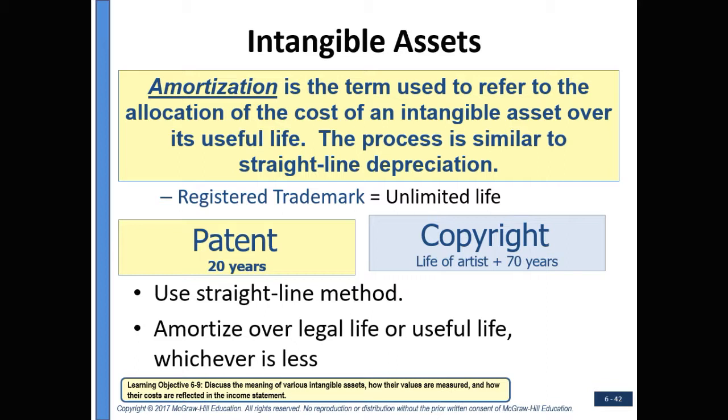So, for example, with a patent, if it is determined that whatever this new great idea is only really going to be useful for, say, 12 years, even though the patent gives you 20 years of exclusive use, you would only go with the 12-year period for your amortization.